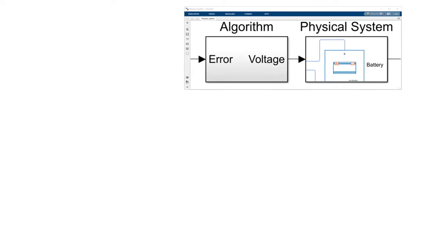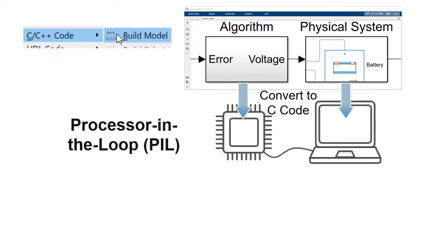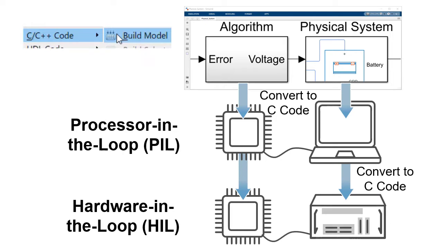Simscape battery models can also be converted to C code. This enables them to support testing of embedded software in configurations such as processor-in-the-loop and hardware-in-the-loop testing, which is much safer and more efficient than testing on hardware prototypes.